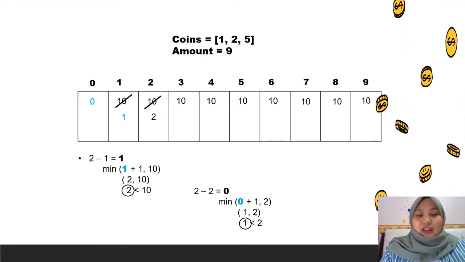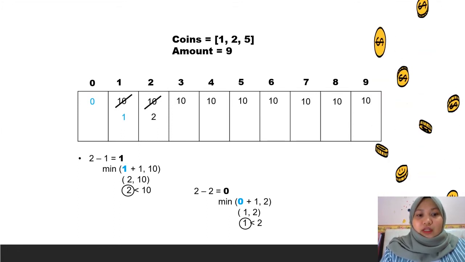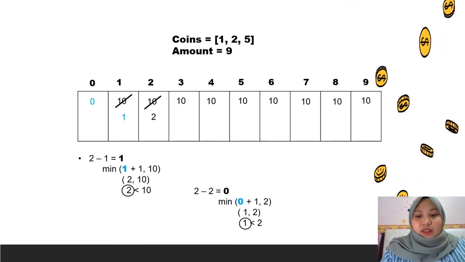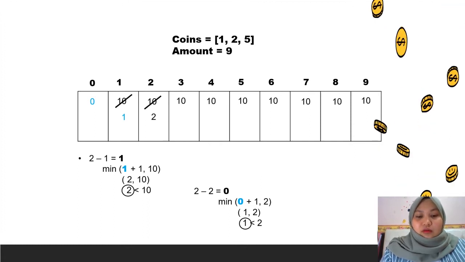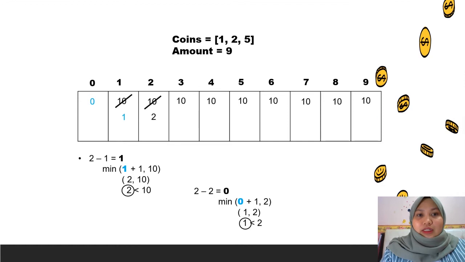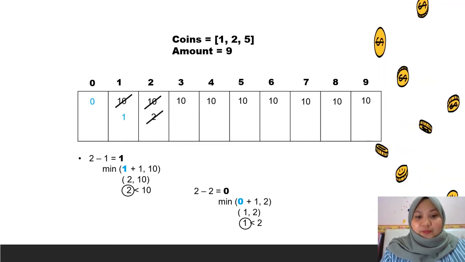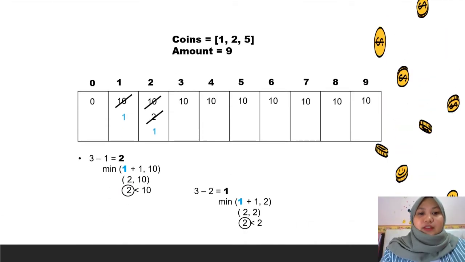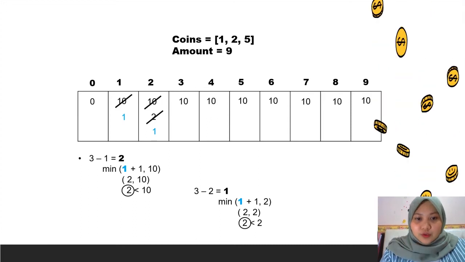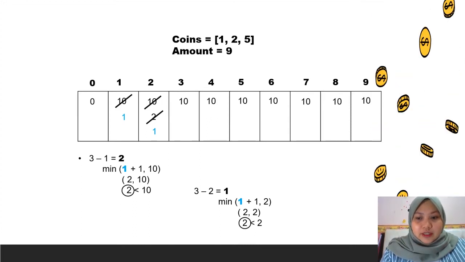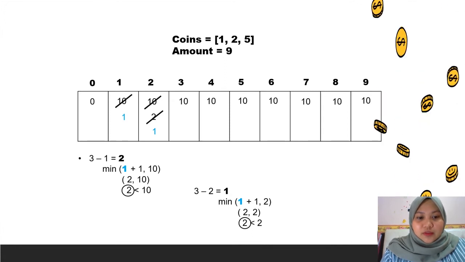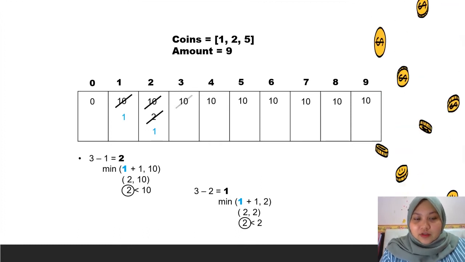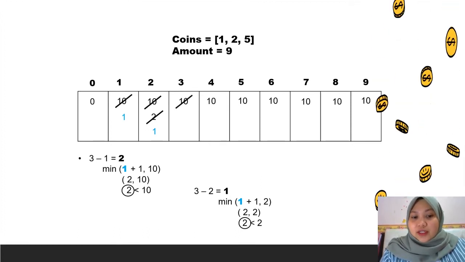So let's try another coin. 2 minus 2 gets 0. The answer in subproblem 0 is 0. So we take 0 plus 1, which is 1. So 1 is less than 2, and now the new answer in subproblem 2 is 1. Okay, so let's begin with subproblem 3. 3 minus 1 gets 2. The answer in subproblem 2 is 1. So we take 1 plus 1, which is 2. 2 is less than 10, so the new answer in subproblem 3 is 2.